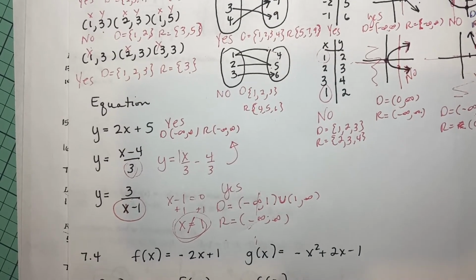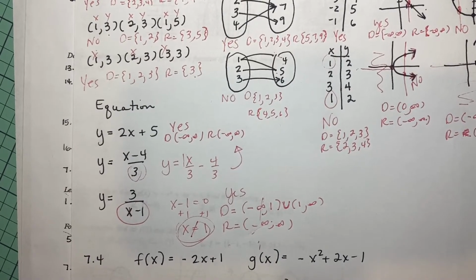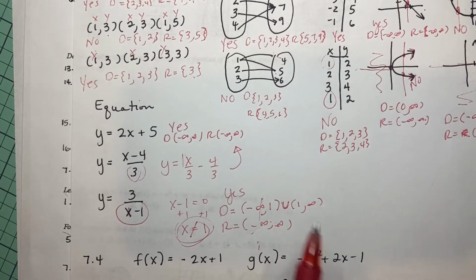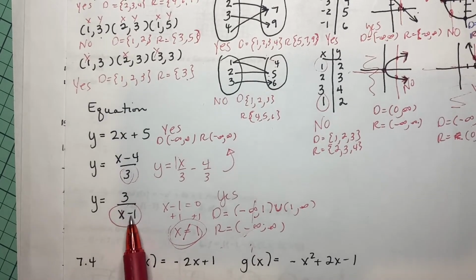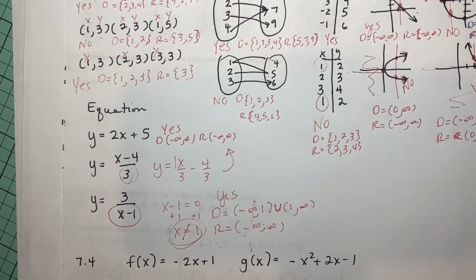So when you have a linear function, it's always a function, and the domain is negative infinity to infinity, and the range is negative infinity to infinity, unless it has an x or a variable on the bottom. And then whatever makes the bottom 0 is what that domain cannot be.